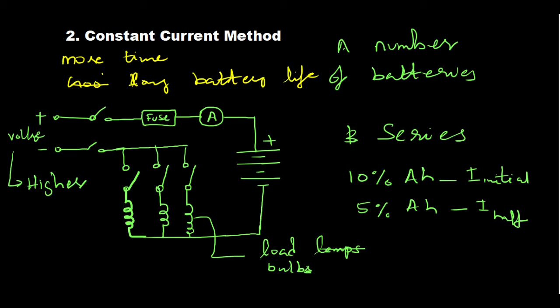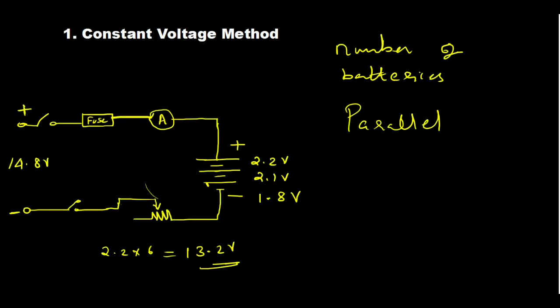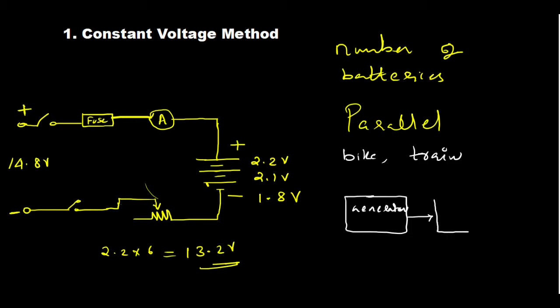The constant voltage method, I forgot to tell you where it is used. It is mainly used in vehicles, bikes, trains and all. How? Because in bikes and all there is a generator. Generator means there will be one stator winding, and inside the stator the rotor will rotate, which is connected to the shaft, and that will generate AC. We will get AC from the generator.